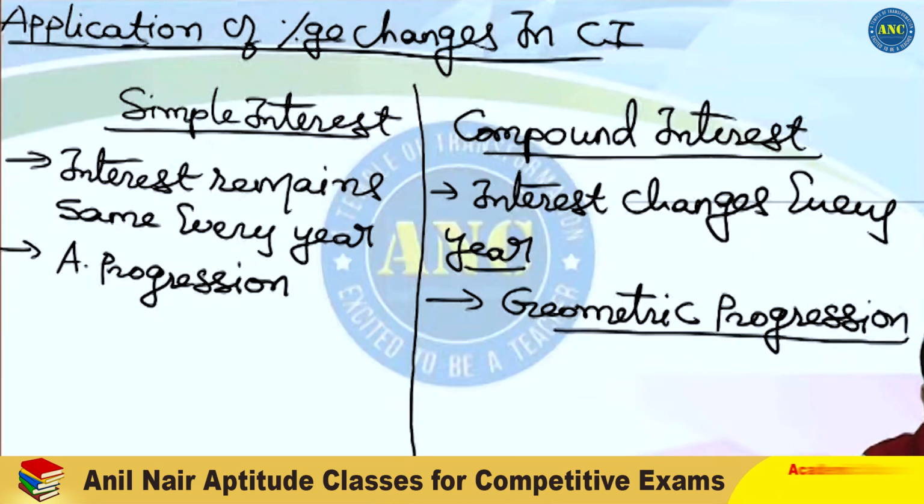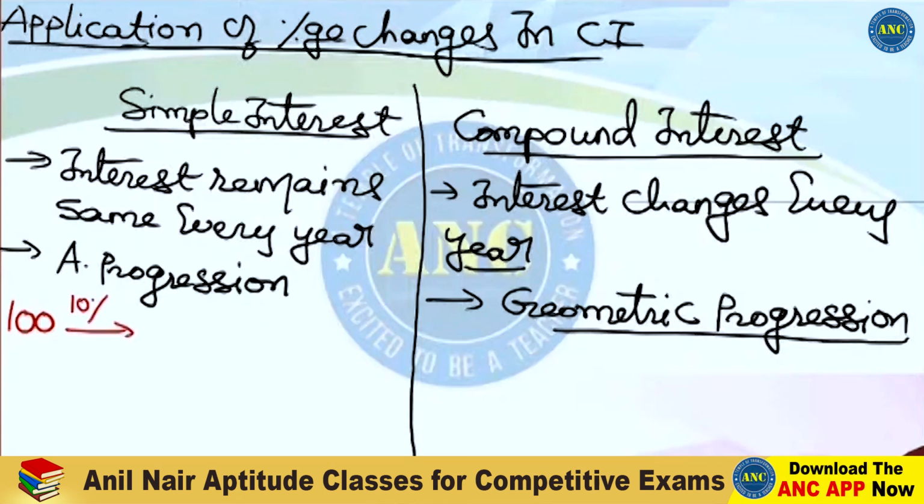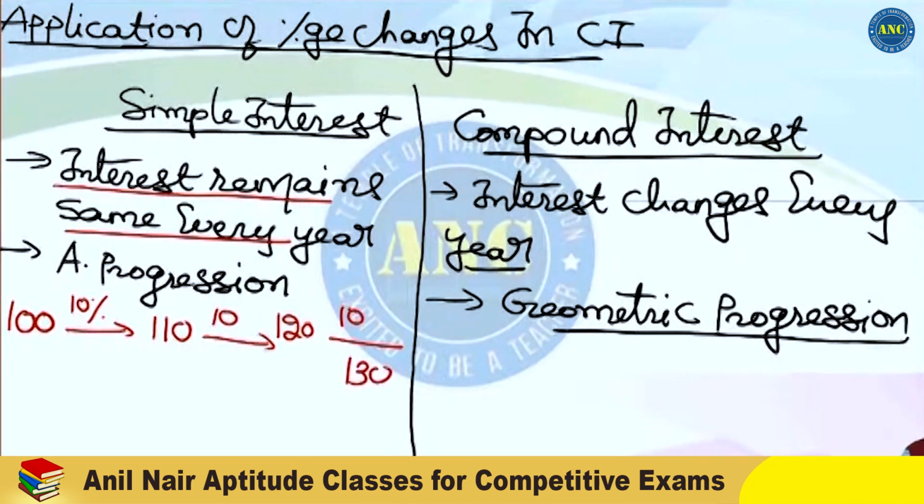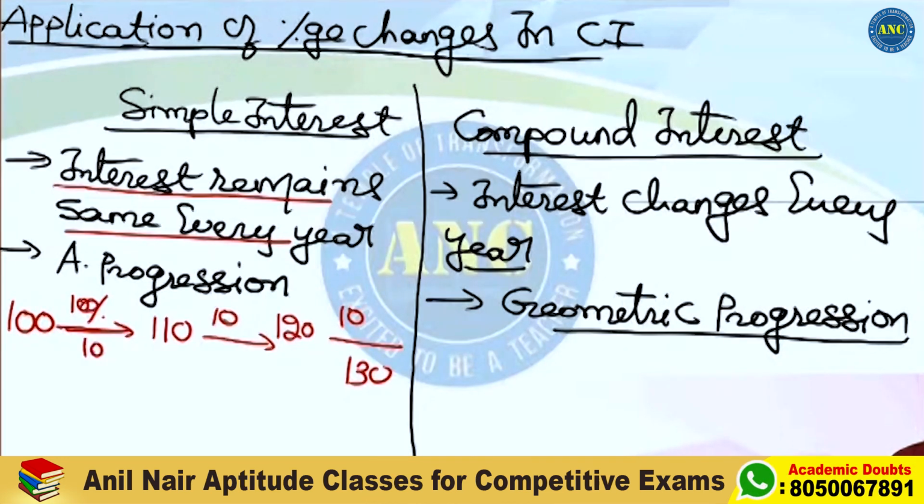Now see here. Suppose I went and took 100 rupees from my friend. He said, because you are using my money, pay me 10 rupees extra. 100, 10 rupees extra, it is 110. In every year, interest remains the same. Second year also, it is 10, 120. Third year also, it is the same, 130. 100, 110, 120, 130. So this is 10, this is 10, this is 10.